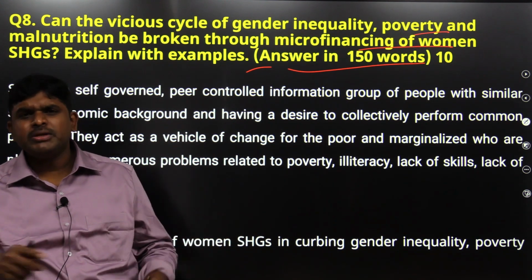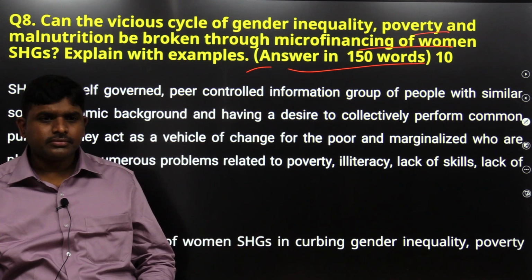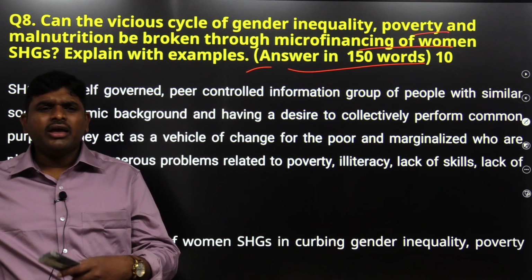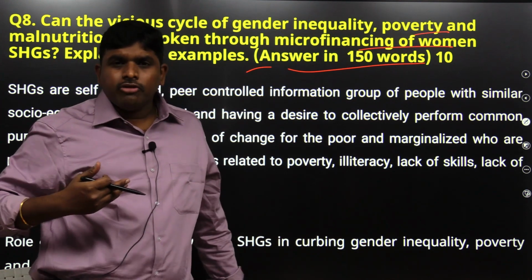So with this 1000 rupees, they can buy anything. For example, with 10,000 rupees, they can buy a sewing machine. They can keep a small kirana shop. So it will be helping them with economic development.